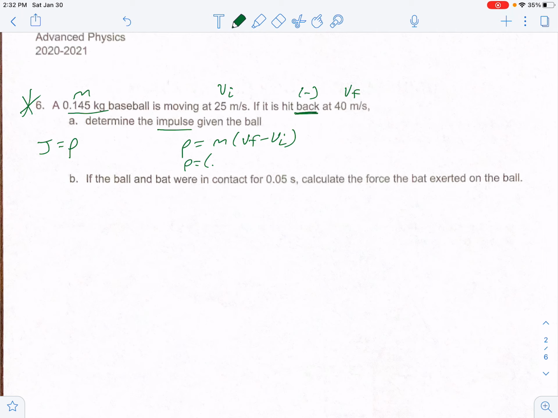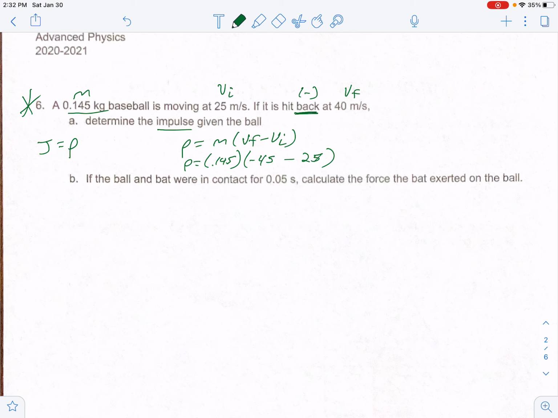My mass is 0.145. My final velocity is a negative 40, not a positive 40, because it was hit back. This is probably the number one question we get wrong, just because people forget to put in the negative on that final. Plus, my initial velocity is positive, so just put that as 25. I'm sorry, oops, that kind of deleted everything. Okay, so negative 40, and this is still minus your initial velocity, which is 25 meters per second.